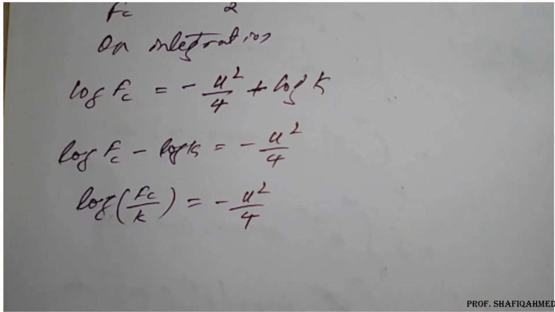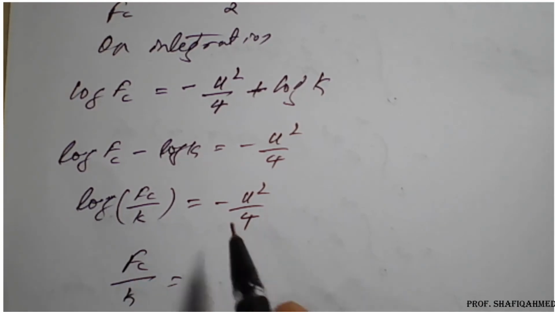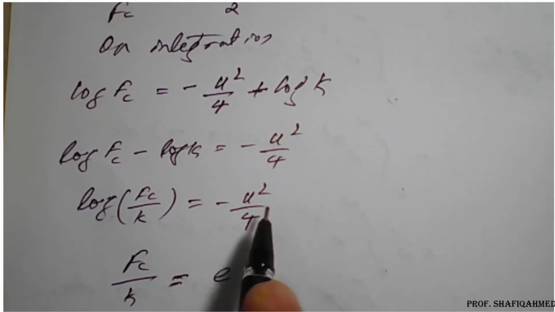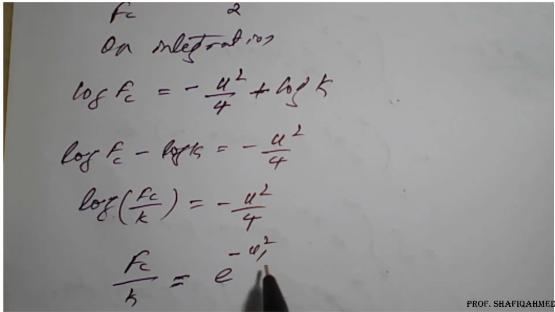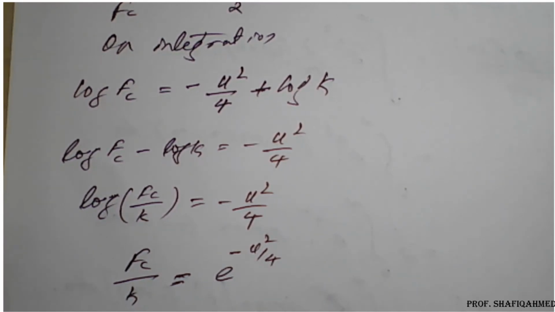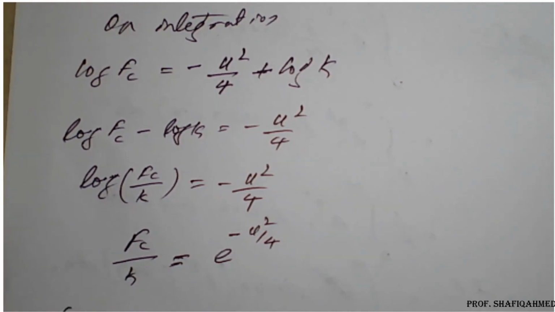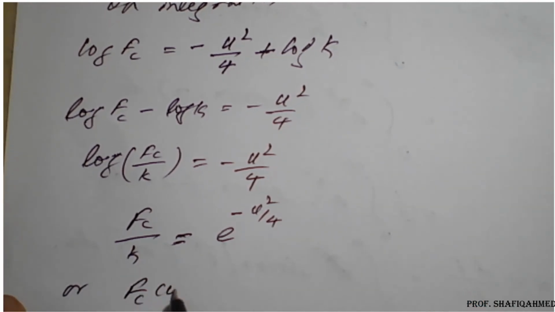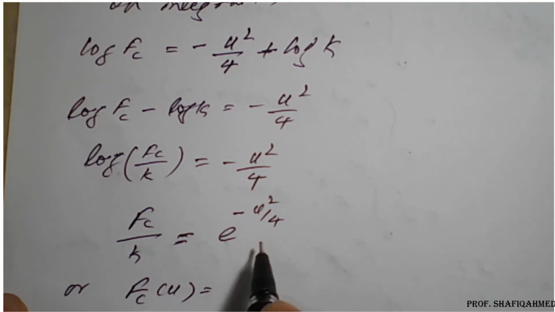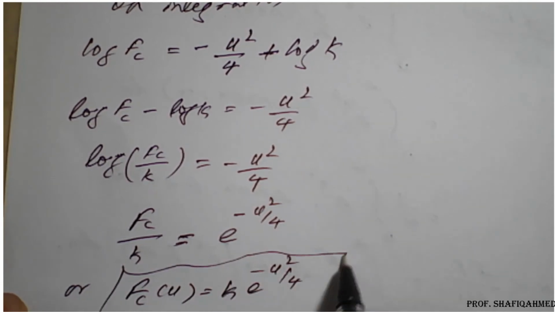Or if you shift this log to the right hand side, it will become f_c(u)/k is equal to, if you shift log to the right hand side, it will become e, and the given function we have on the right hand side, it will go to what here? Power, that is minus u square upon 4. Or I can say that f_c(u) will become what here? K, you multiply k times e raised to minus u square upon 4.